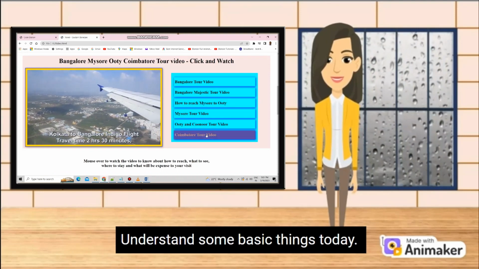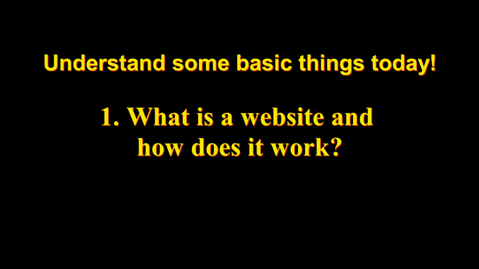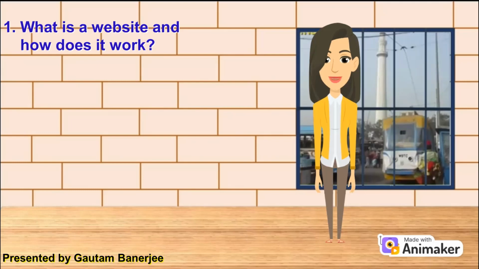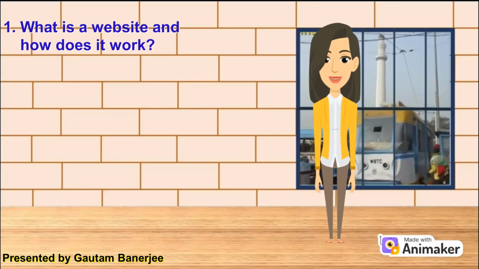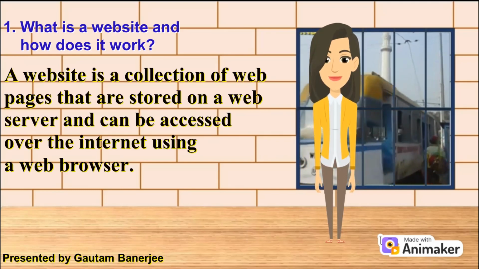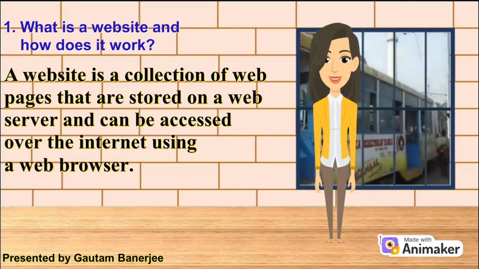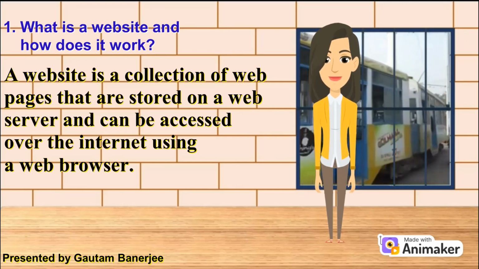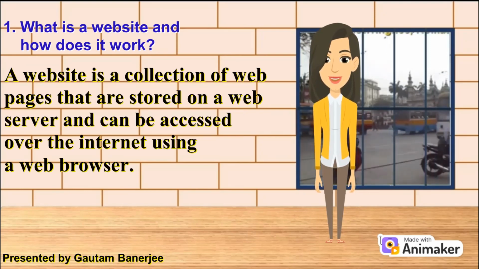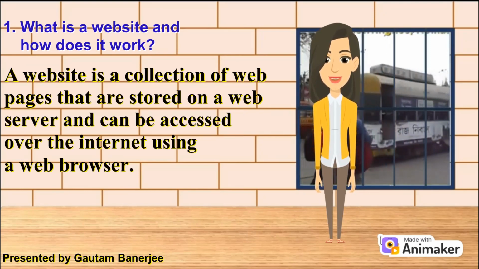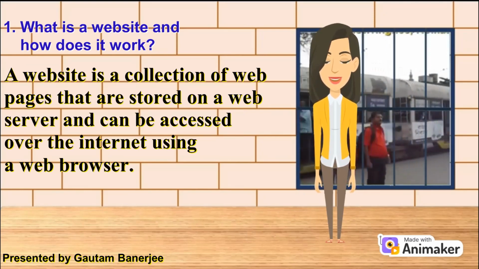Understand some basic things today. What is a website and how does it work? Answer: a website is a collection of web pages that are stored on a web server and can be accessed over the internet using a web browser.